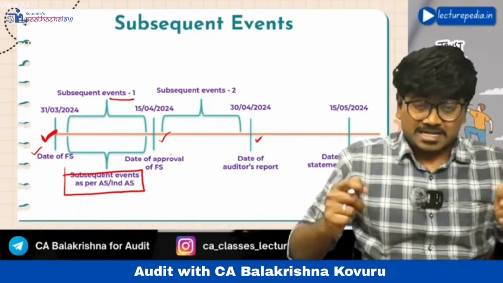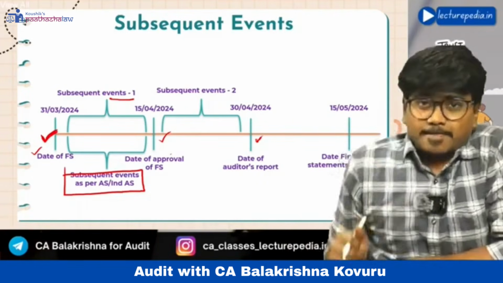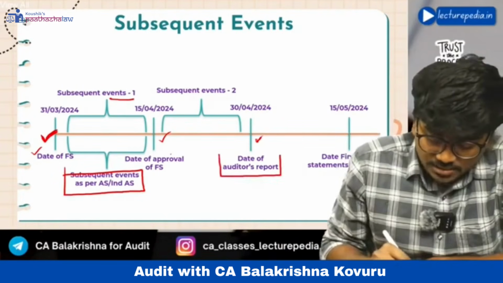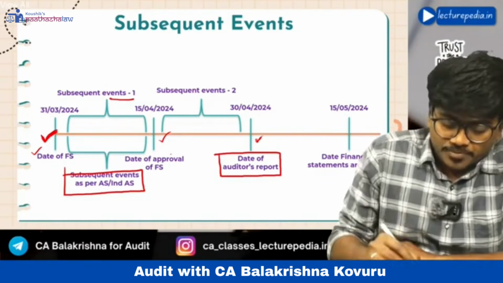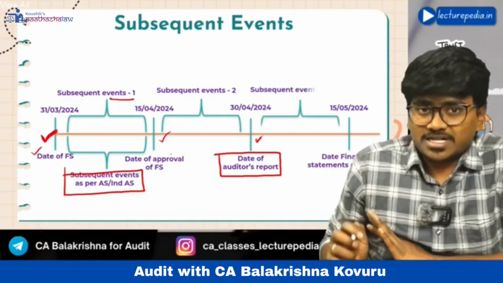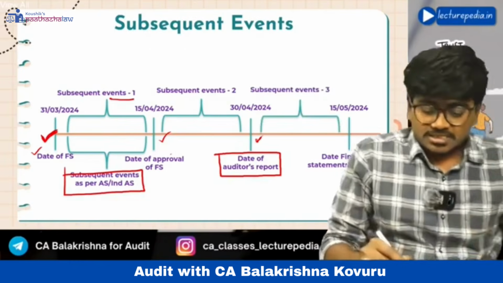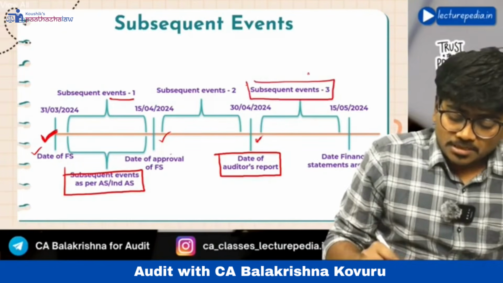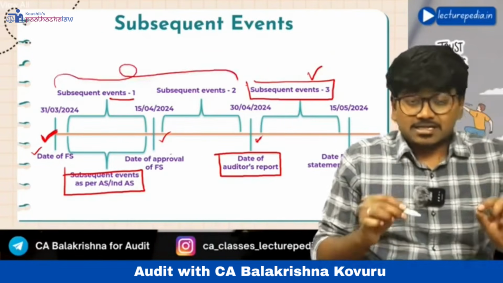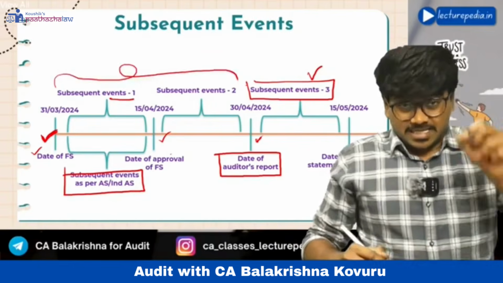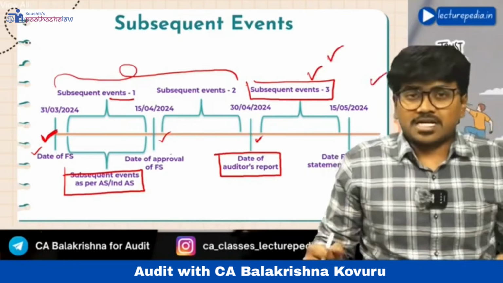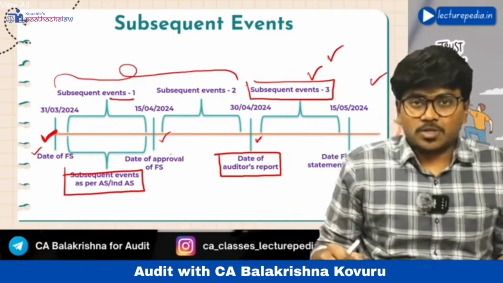Next, the facts which are known to the auditor after the date of auditor's report, but which were in existence before the date of audit report, are known as subsequent event number 3. These events are present here only, but the fact about those events is known to the auditor in this period. We will call it subsequent event number 3. Hope that is clear.